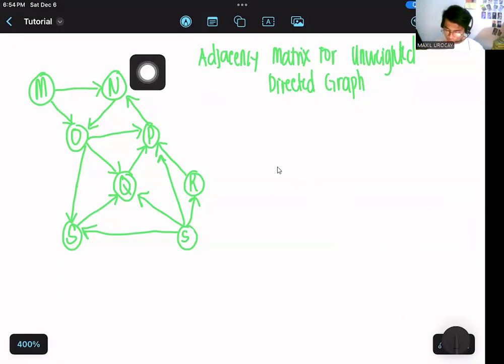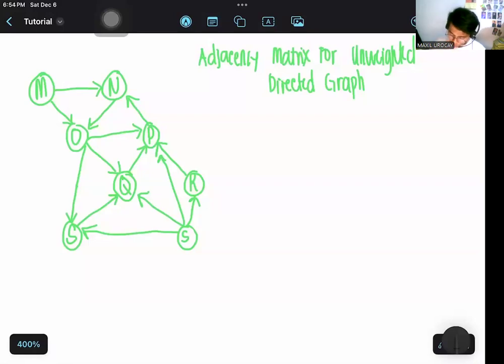So in here, we'll begin to work on the adjacency matrix for an unweighted directed graph. Earlier, we were able to illustrate the undirected graph. However, right now, we are dealing with a directed graph. When we say directed graph, there is a direction that pertains to these structures. So how can we work on the adjacency matrix for an unweighted graph?